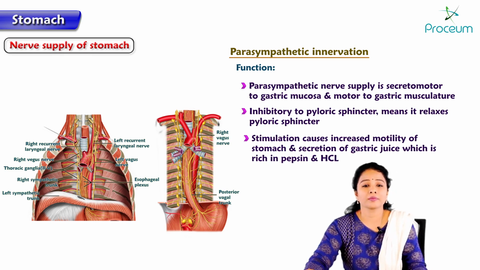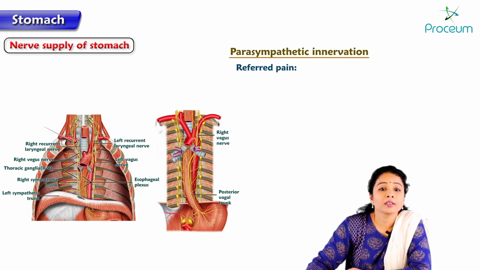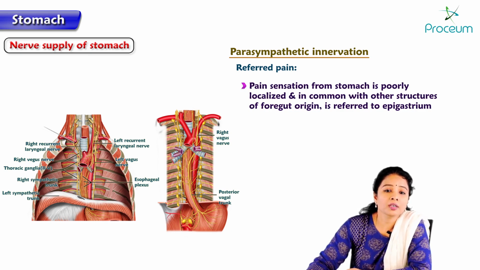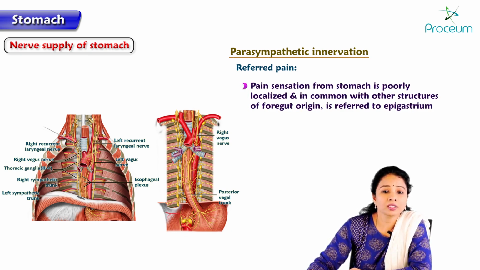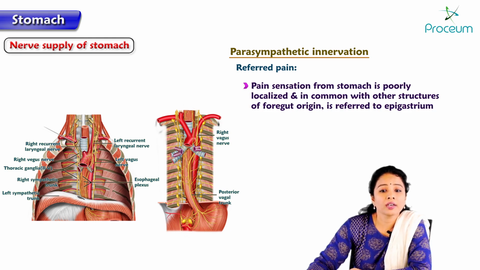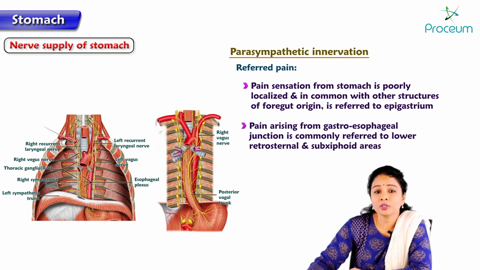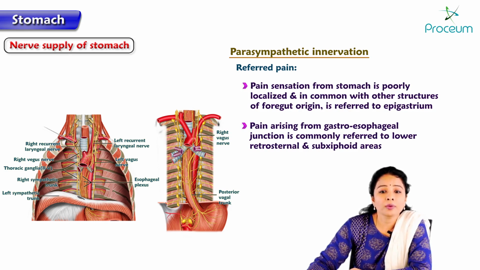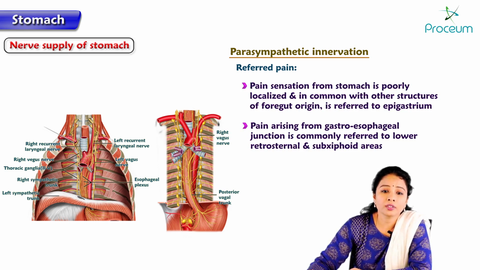Referred pain. The pain sensation from the stomach is poorly localized and, in common with other structures of foregut origin, is referred to the epigastrium. Pain arising from the gastroesophageal junction is commonly referred to the lower retrosternal and subxiphoid areas.